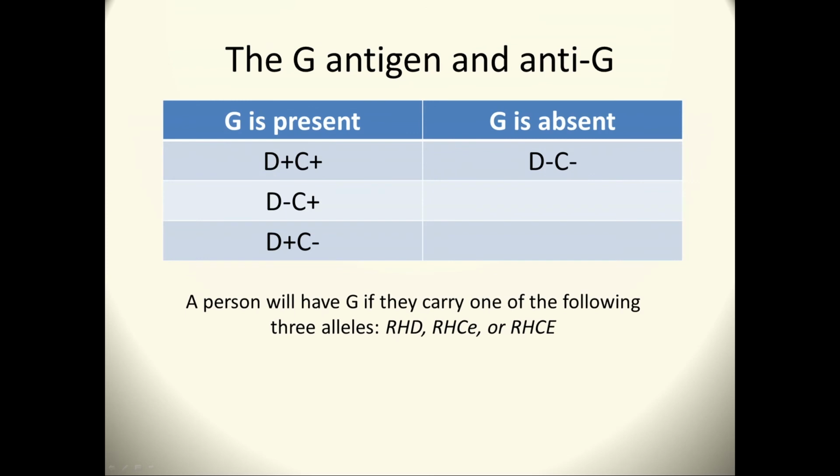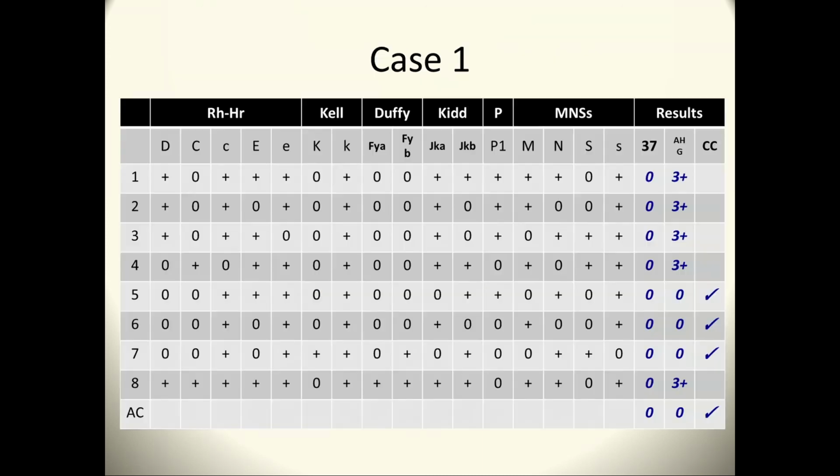This table illustrates the phenotypes that will most often carry the G antigen. So when D and big C are both present, or when big C is present in the absence of D, or when D is present in the absence of big C. G is usually absent when both D and big C are absent. One problem we run into is teasing out whether a patient has formed anti-G or anti-D and anti-big C, or a combination of all three.